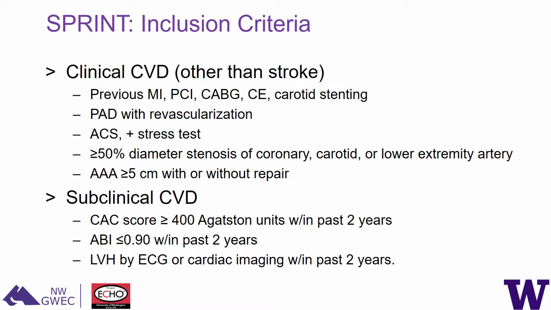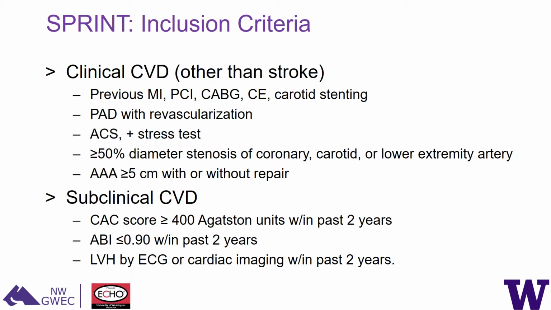You had to have peripheral arterial disease, some sort of positive stress test, or based upon some coronary calcium score greater than 50% stenosis of a coronary artery, or you had an AAA that was greater than 5 centimeters with or without repair. And so these are some other parameters that they measured in terms of having subclinical cardiovascular disease. So you could see, taken as a whole, these individuals that they put into this study were decently high risk already, because they had to have one of these things to be included.